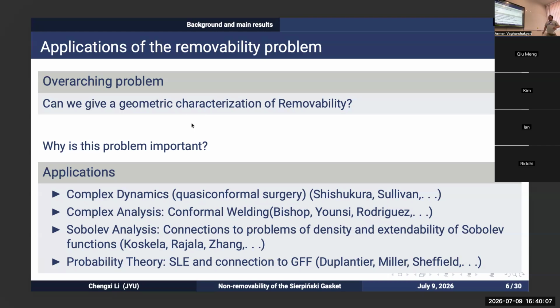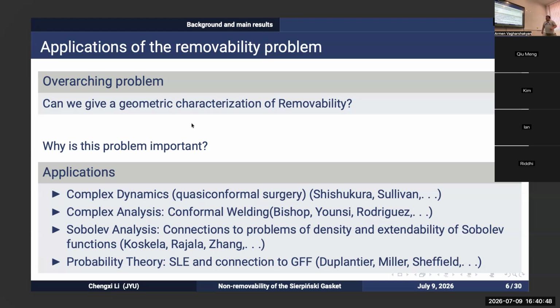Of course, Sobolev removability is one of the central problems in Sobolev analysis. It has connections to the problems of density and extendability of Sobolev functions, by my PhD advisor, Pekka Koskela, and Hapu Rayala, and my academic elder brother, Zhang Yi. And nowadays it is very popular in complex analysis and its intersection with probability theory, as Professor Jacobian told us on Monday: SLE and its connections to the Gaussian free field.